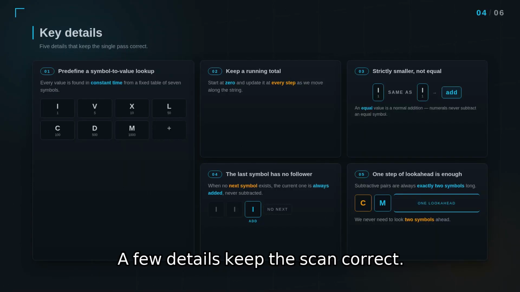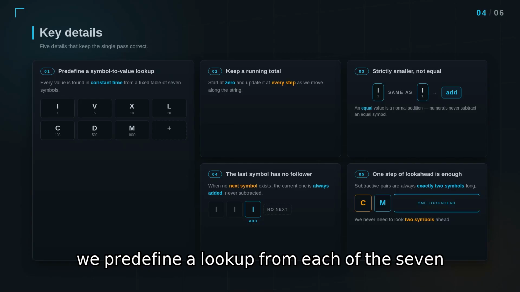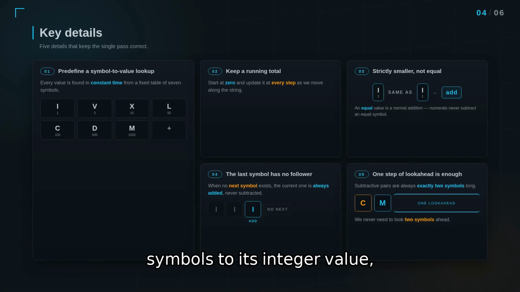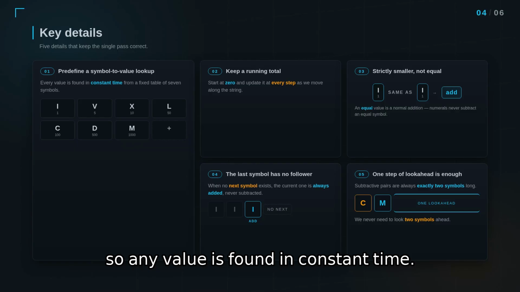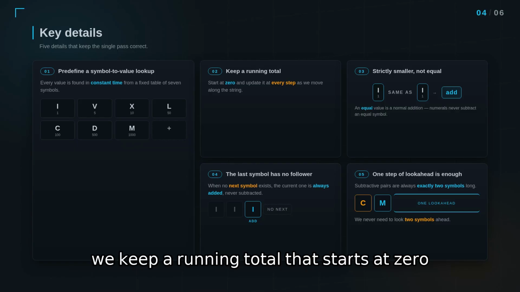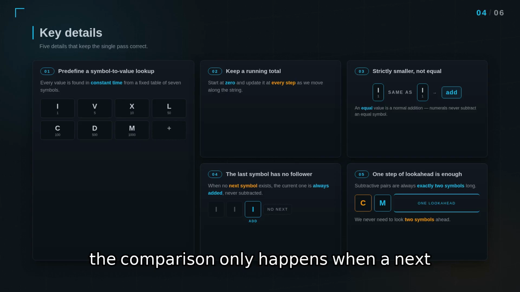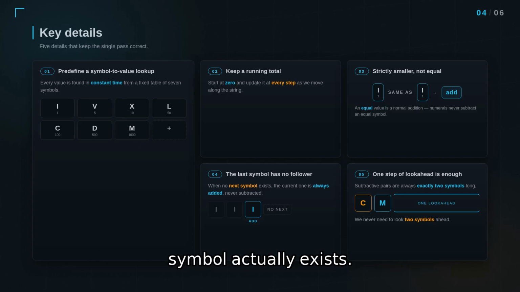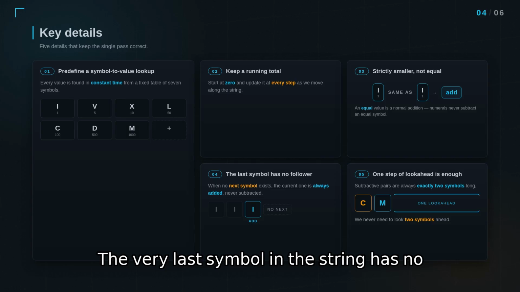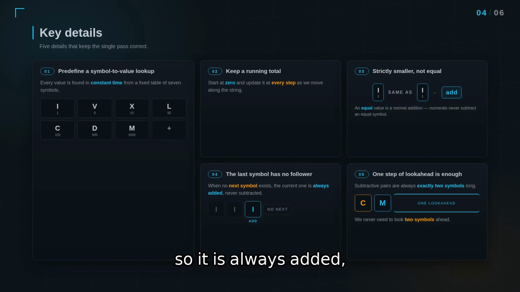Key details. A few details keep the scan correct. First, we predefine a lookup from each of the 7 symbols to its integer value, so any value is found in constant time. Second, we keep a running total that starts at 0 and is updated at every step. Third, the comparison only happens when a next symbol actually exists. The very last symbol in the string has no follower, so it is always added, never subtracted.